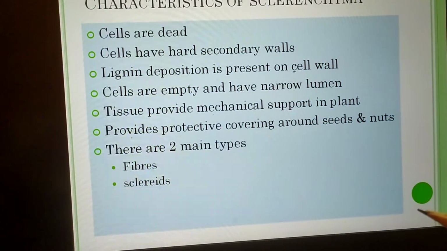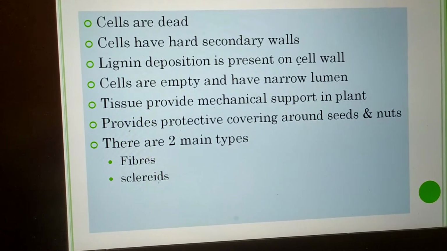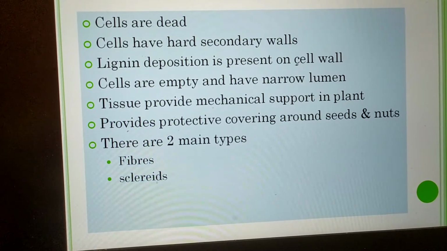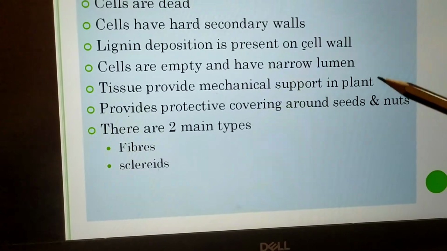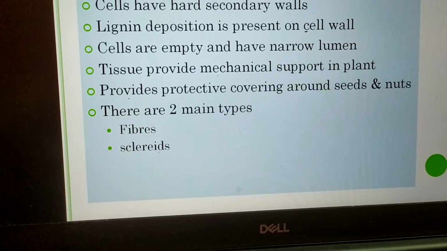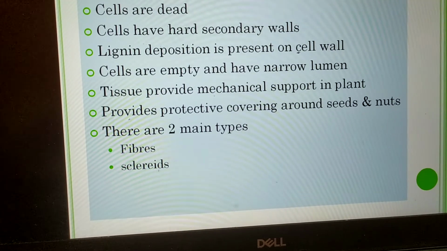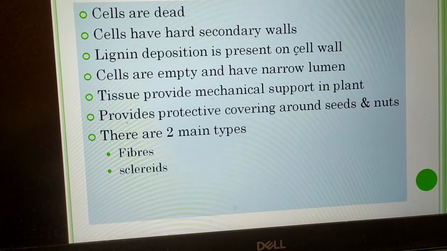Now coming to the characteristics: cells are dead, cells have hard secondary walls, lignin deposition is present, cells are empty, and have a narrow lumen. These types of tissues provide mechanical support to the plant. They provide a protective covering around seeds and nuts. There are two main types, fibers and sclereids.